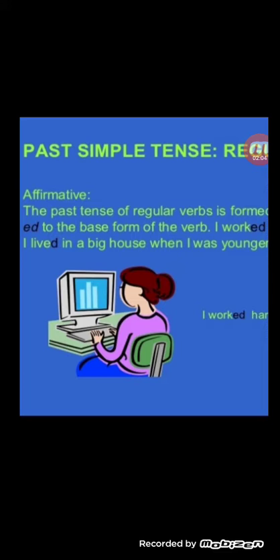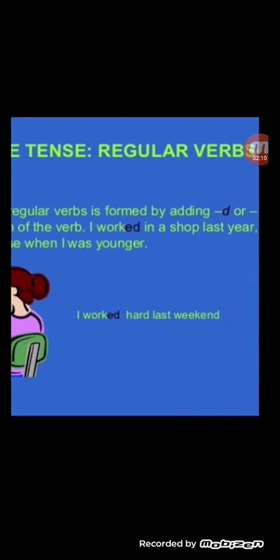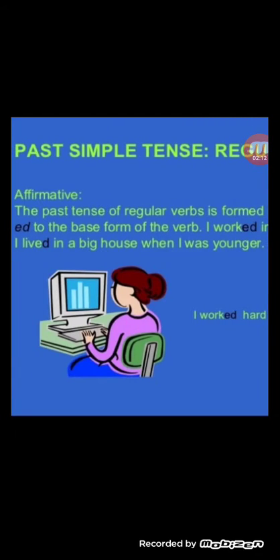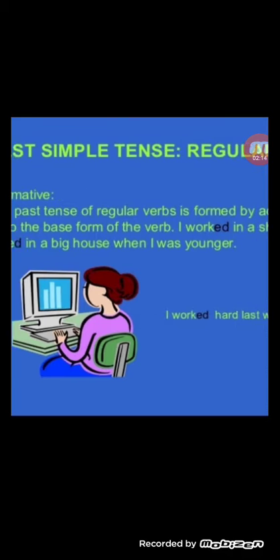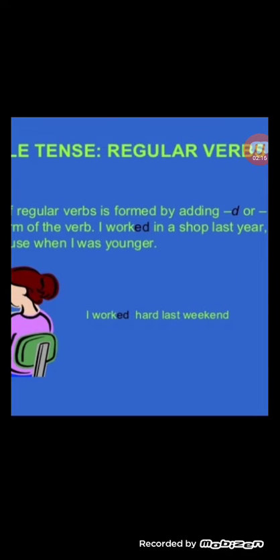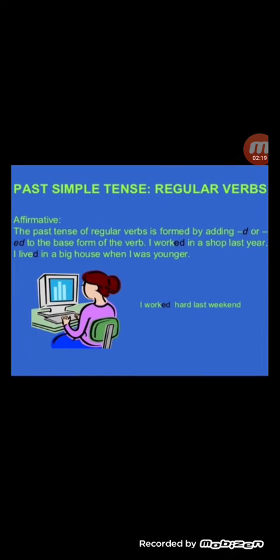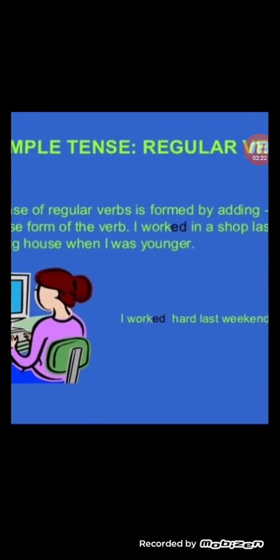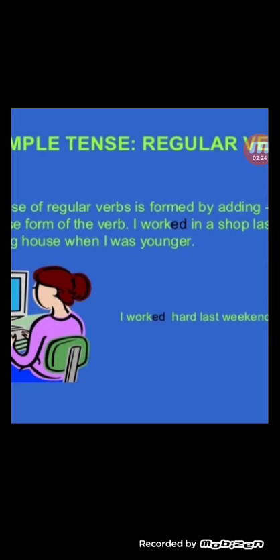Firstly, we are going to discuss the affirmative sentences. The past tense of regular verbs is formed by adding d or ed to the base form of the verb. For example, I worked in a shop last year. I lived in a big house when I was younger.